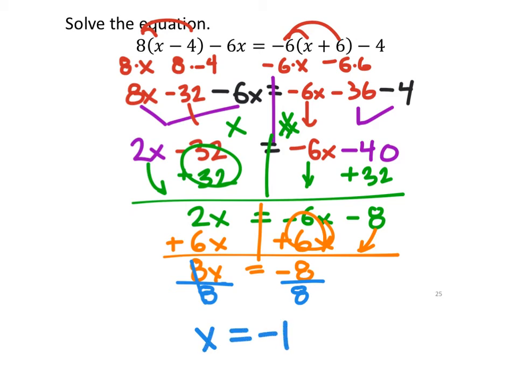But I am going to check this even though it's kind of long, right? So I got 8 parentheses, negative 1 minus 4, close parentheses, minus 6 times negative 1 equals, my calculator shows negative 34. So whatever I put in on the right side of the equal sign should give me also negative 34, but let's check. Negative 6, open parentheses, negative 1 plus 6, close parentheses, minus 4 equals negative 34. So we did that really good. That came out exactly like we wanted it. It is a solution because it makes the original equation a true statement.